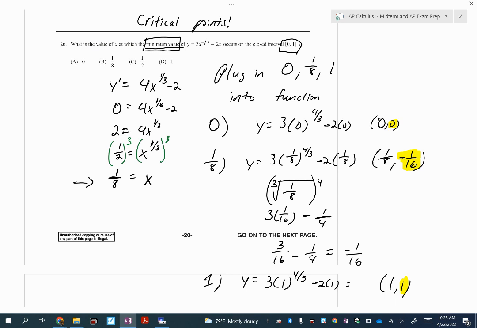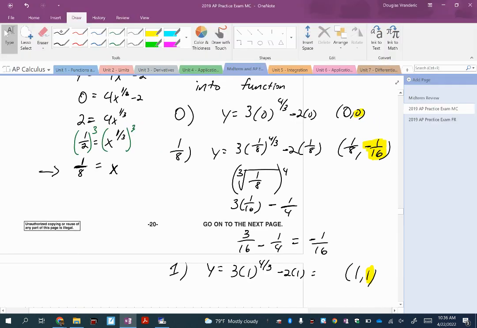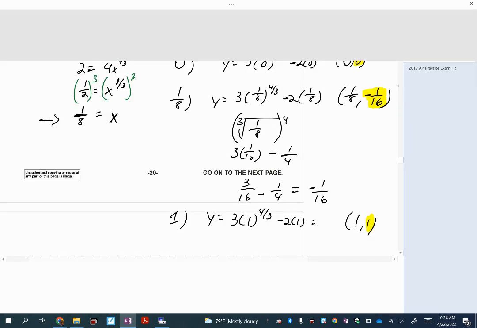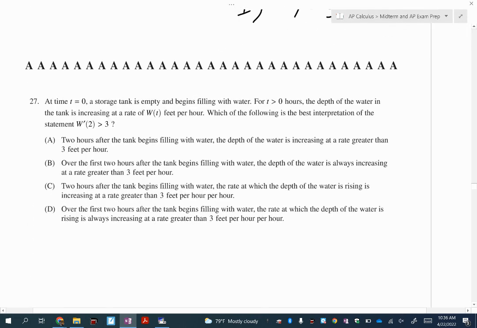Find the derivative and do what with it? Make it equal to 0. There's the critical points. Okay? Gosh, man. So good. All right, 27.